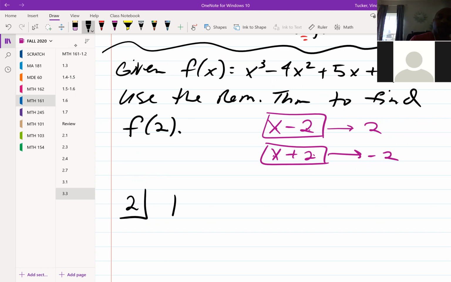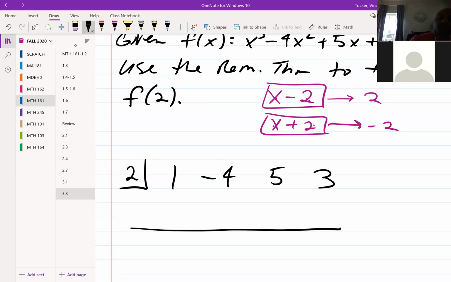My coefficients are 1, negative 4, 5, and 3. So synthetic division: bring down 1. 2 times 1 is 2. Add those together, that'll be negative 2. 2 times negative 2 is negative 4. Add those together, that'll be positive 1. 2 times 1 is 2. Add them together, you get 5. And this is our remainder.